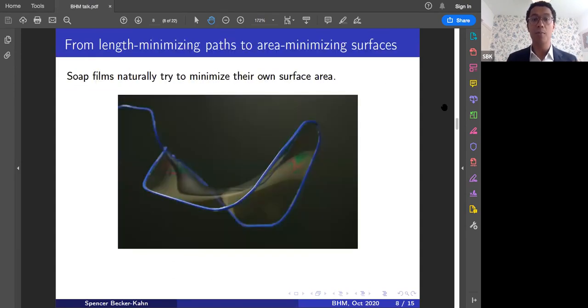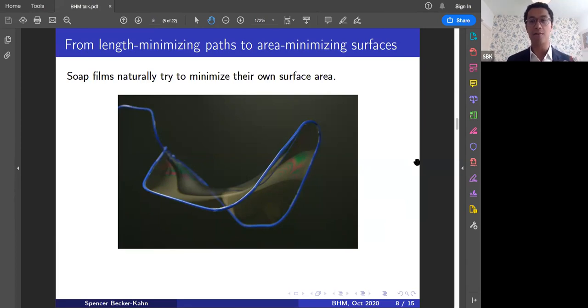And a soap film has formed across that loop, spanning that boundary. And the remarkable thing here is that purely through physical principles, the soap film is trying to minimize its own surface area. Okay. So you can see at the top there, from length minimizing paths to area minimizing surfaces. That's the analogy.